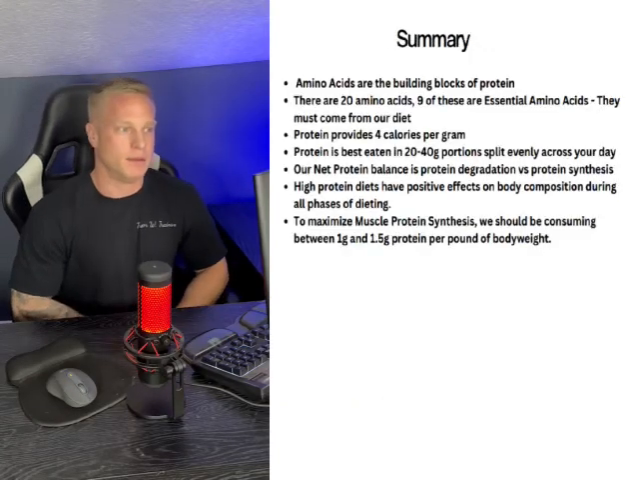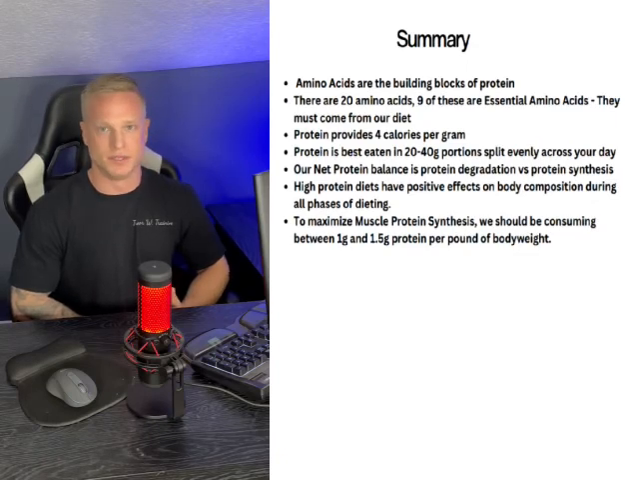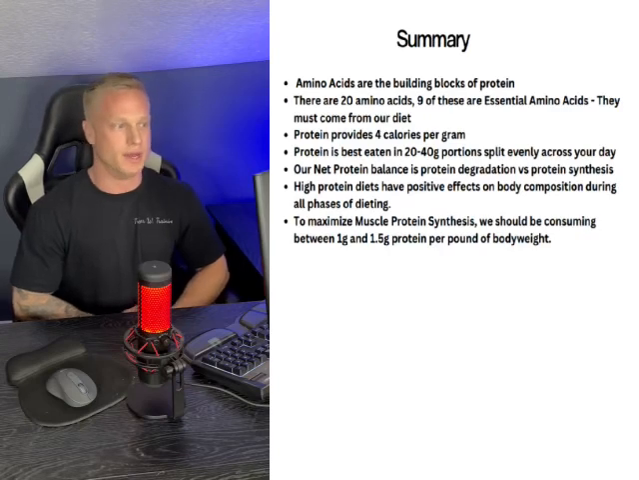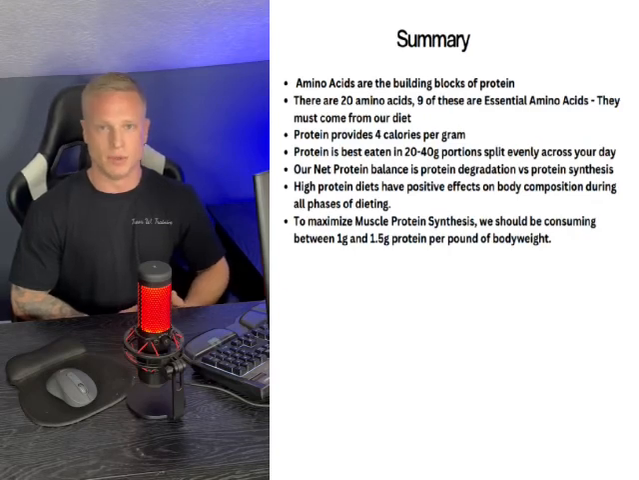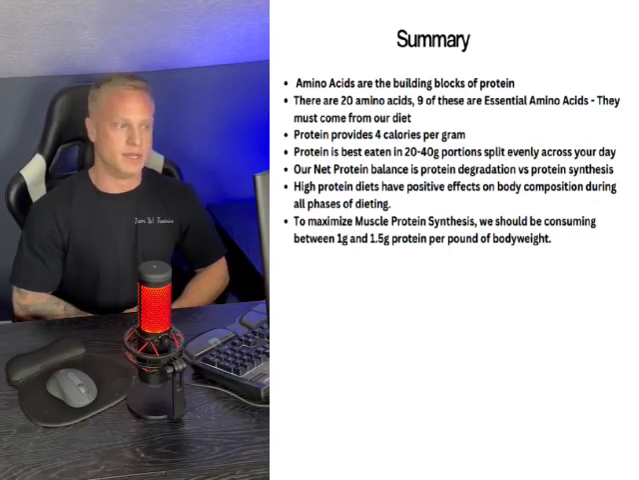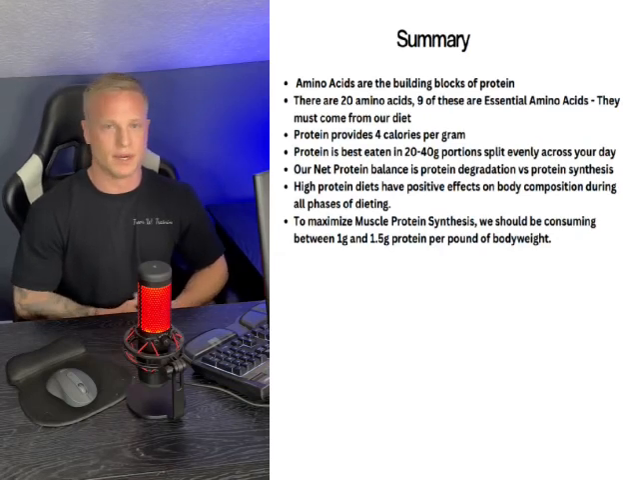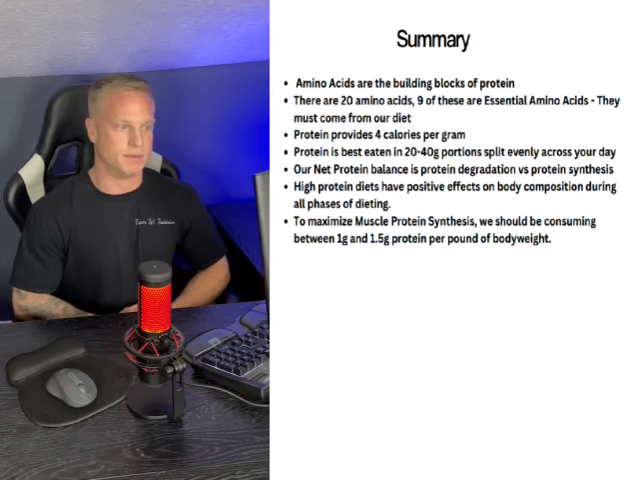So in summary, amino acids are the building blocks of protein. There are 20 amino acids and 9 of them are essential. This means they must come from our diet. Protein provides 4 calories per gram. Protein is best eaten in 20 to 40 gram portions split up evenly throughout your day. Our net protein balance is our protein synthesis versus our protein degradation. A high protein diet has a positive effect on body composition whether you're growing or trying to diet. To maximize muscle protein synthesis, we should be consuming between 1 and 1.5 grams of protein per pound of body weight.